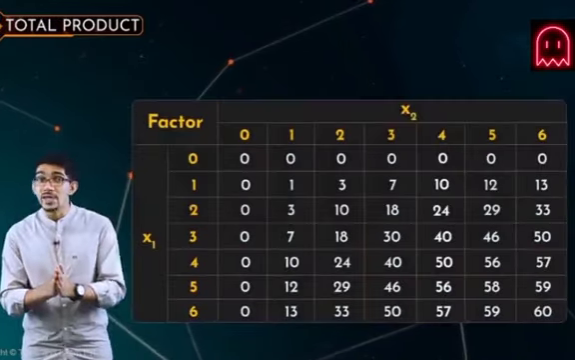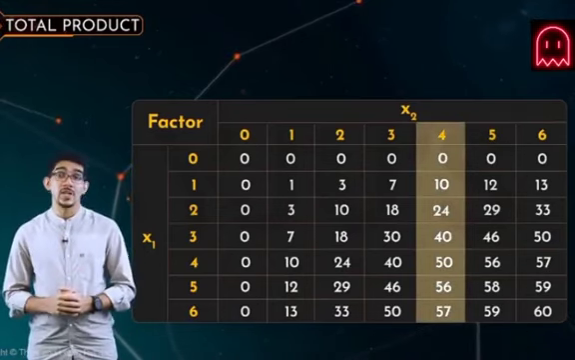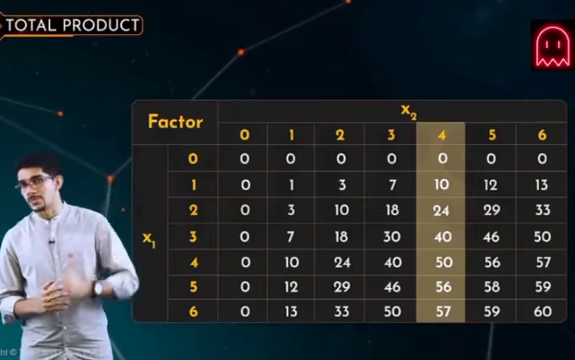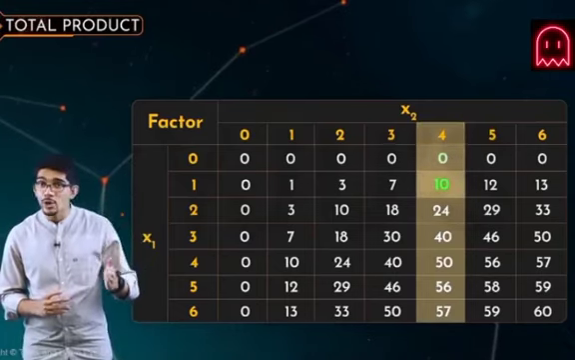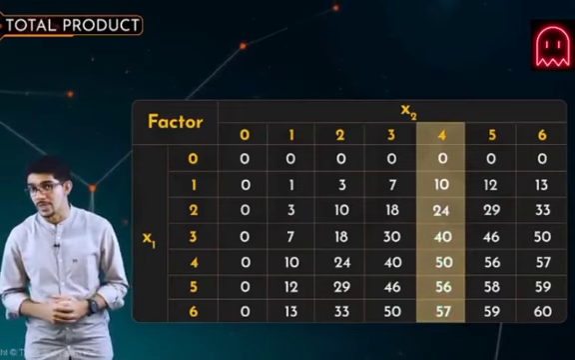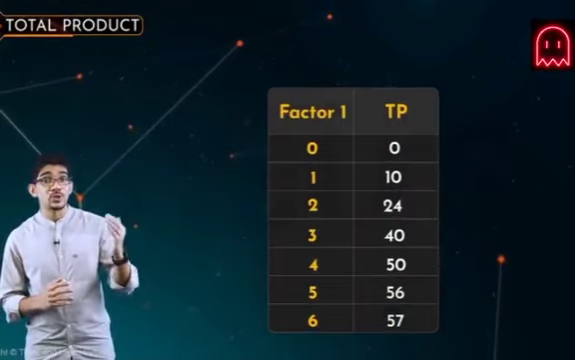Let's again look at the table. Suppose factor 2 is fixed at 4 units. Now in the table, let's look at the column where factor 2 takes the value of 4. As we move down along the column, we get the output values for different values of factor 1. This is the total product of factor 1 schedule, with x2 equal to 4.